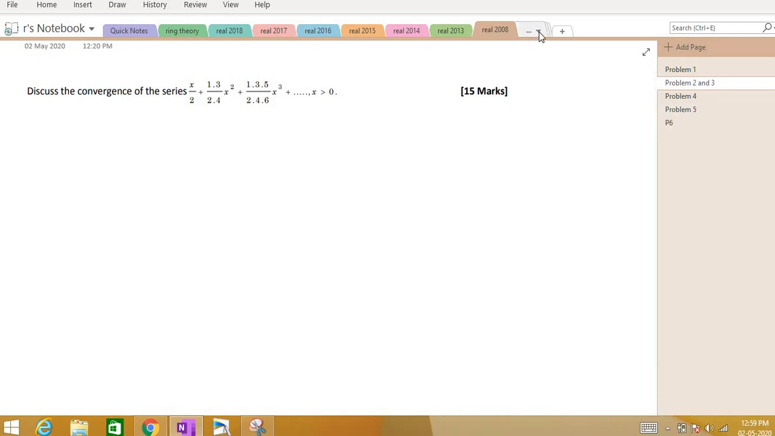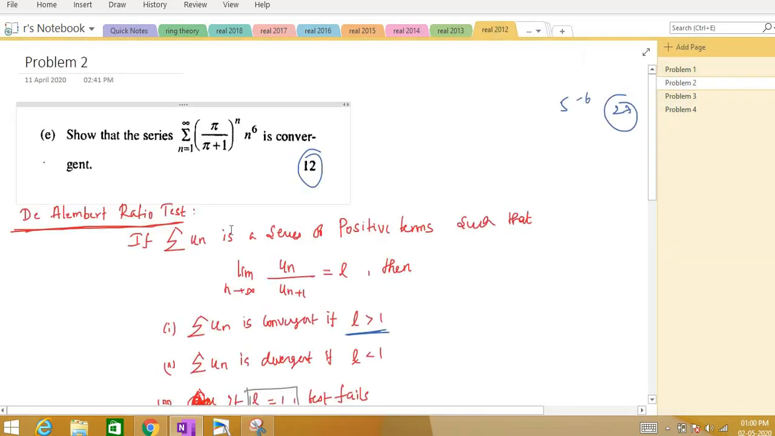In 2012 we solved one problem on the ratio test: if un is a series of positive terms such that limit n tends to infinity un by un plus 1 is equal to L, and if this L is greater than 1 then the series will be convergent, and if L is less than 1 it will be divergent, and if L is equal to 1 then the test fails. So this is what we solved using the ratio test.